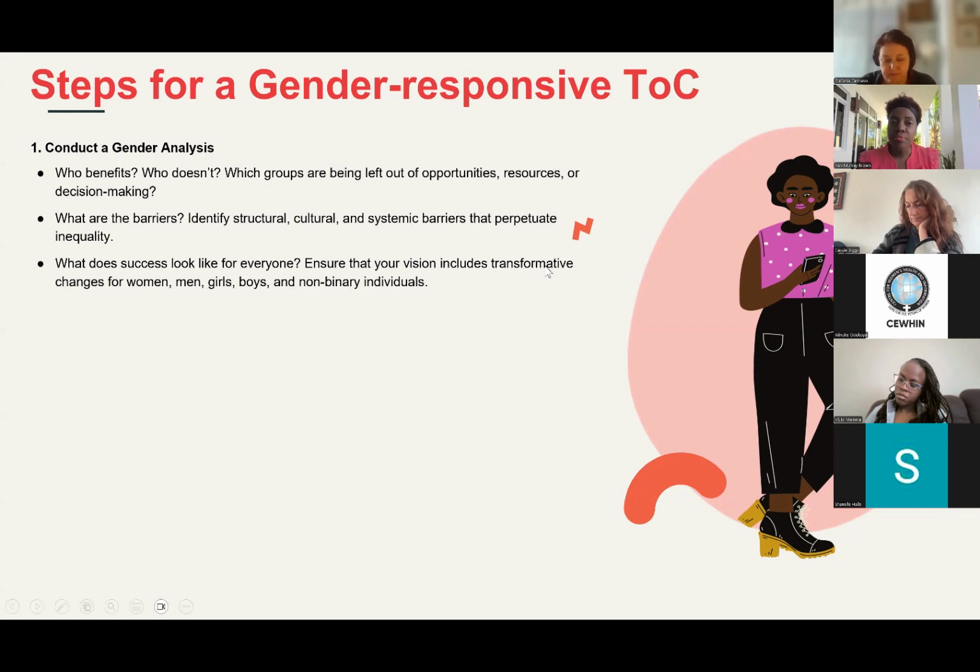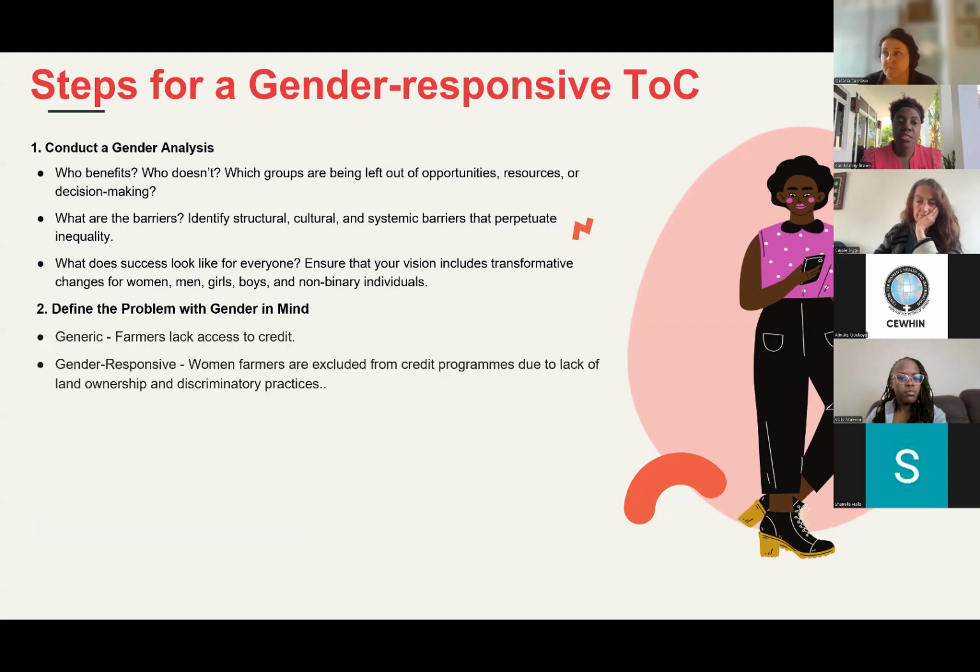Identify structural, cultural, and systemic barriers that perpetuate inequality. And what does success look like for everyone? Ensure that your vision includes transformative changes for women, boys, girls, and non-binary individuals. So it starts with gender analysis. Then when you start with the problem statement for your theory of change, have gender in mind.